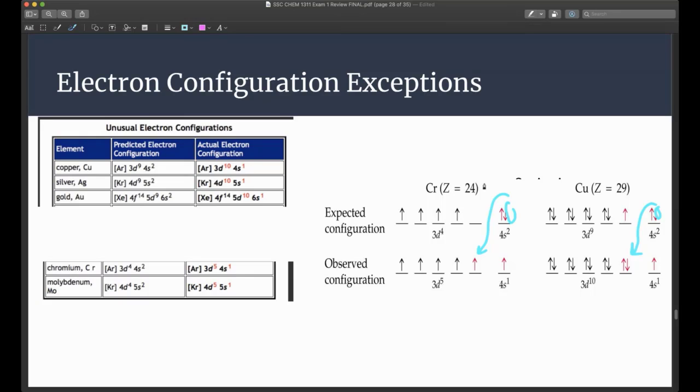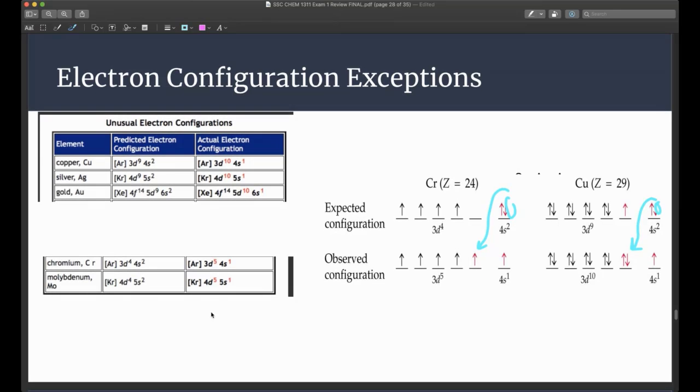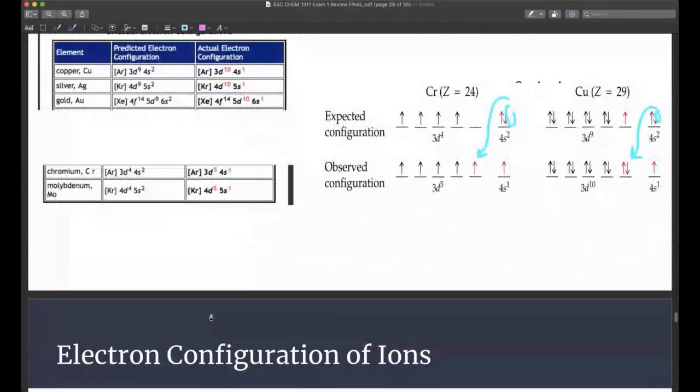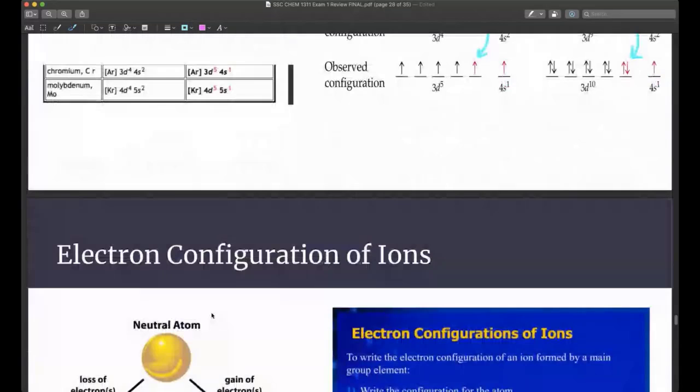And another type of elements that also have unique exceptions are chromium and molybdenum, which take one electron from their s orbitals to half fill their d orbitals. So I would know those exceptions very well because they always ask questions about them.